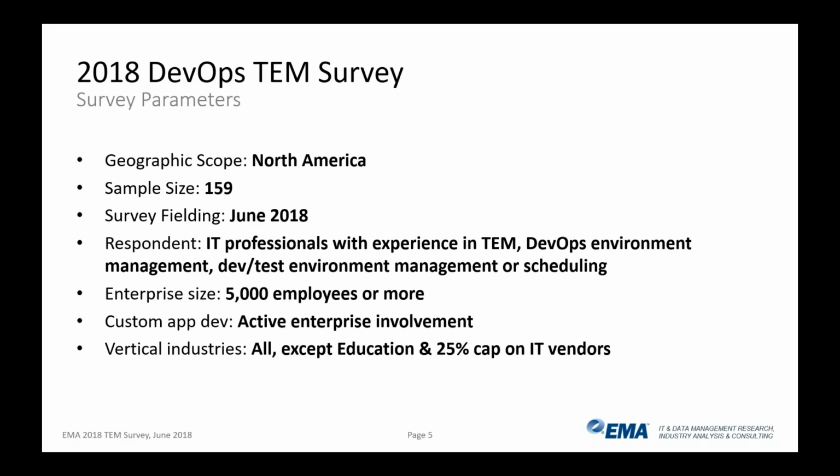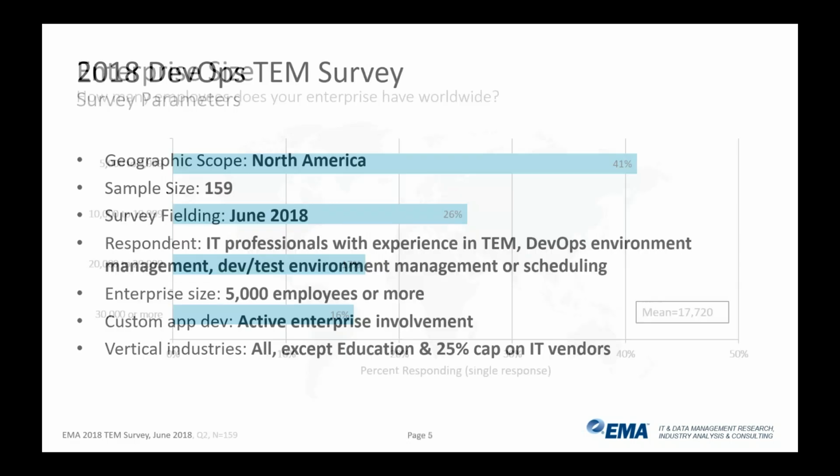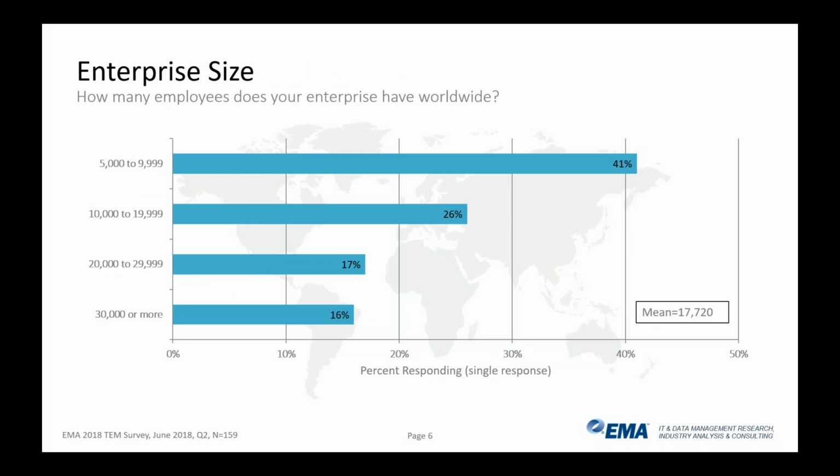So let me show you two key demographics that you should keep in mind as we go through and talk about this survey. Now, the first is that we only surveyed enterprises that had 5,000 or more employees. And as you can see, more than half the sample had 10,000 employees or more, and the mean number was around 17,000. So we initially just wanted to look at large enterprises because that represents sort of the most complex use case for custom application development, and probably for test environment management as well. Okay, so just large enterprises.